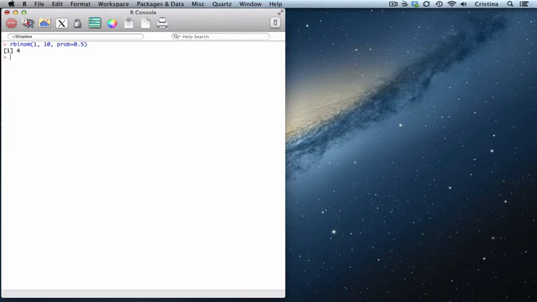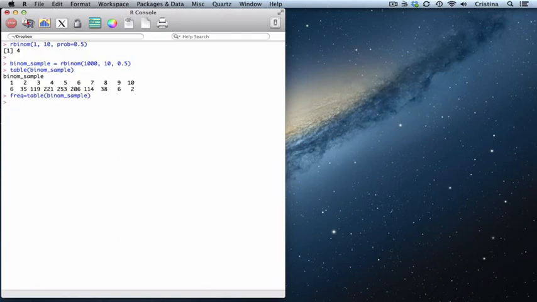Let's try creating 1,000 samples. That is, we would like to perform 1,000 experiments where each consists of tossing a coin 10 times. We'll store the number of successes or heads for each of the 1,000 experiments in binom sample. With the table command, we can see what our outcomes were and how often we observed 0 successes, or 1 or 2, or so on. We can save these frequencies and plot them to get a visual representation of the samples obtained.